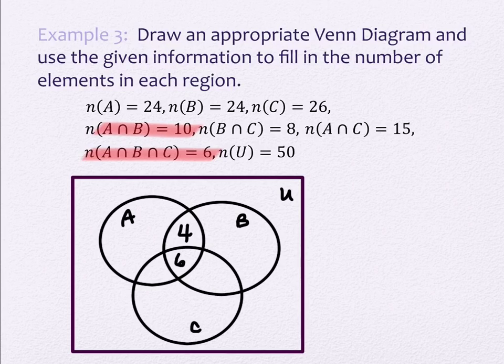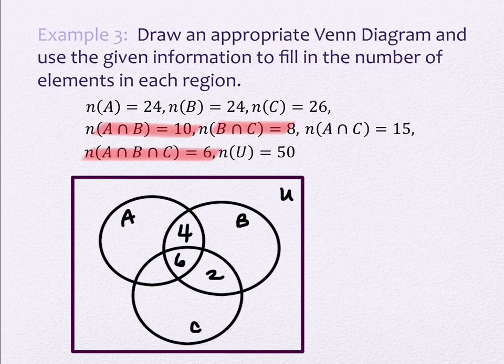Now on that second line as well, it says B intersect C. Well, B intersect C is right over here. Again, I've got a 6 and I've got a blank spot, and it's supposed to add up to 8. There are 2. And that piece of information is finished.